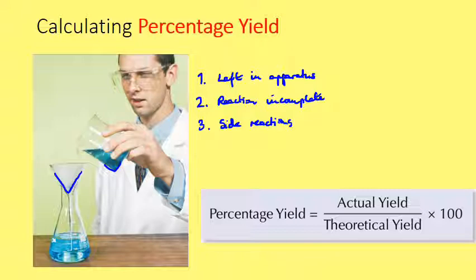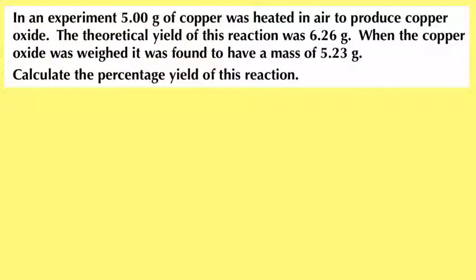And that's an interesting number, especially for industrial companies making valuable products that they're going to sell. Clearly they want the percentage yield to be as high as possible because then there's less waste and more profit. Okay, so shall we have a go at one of these calculations?